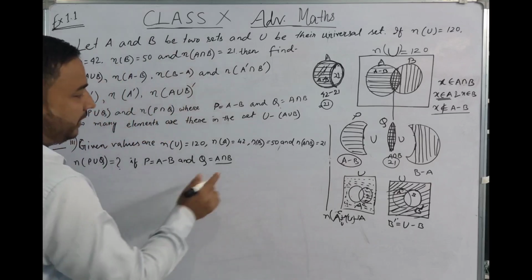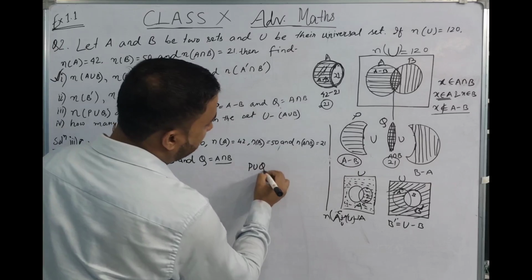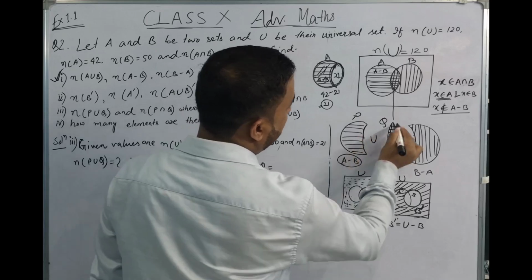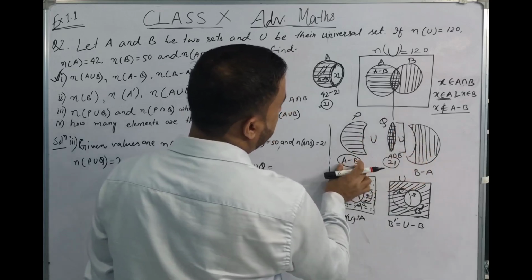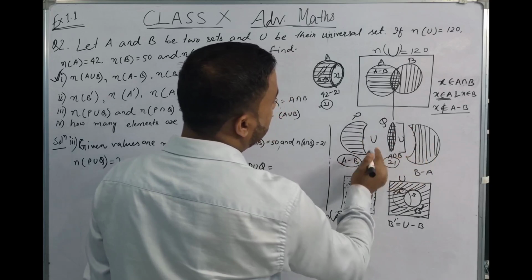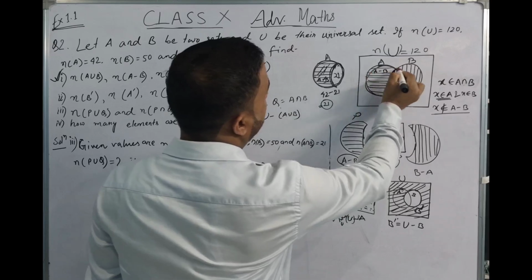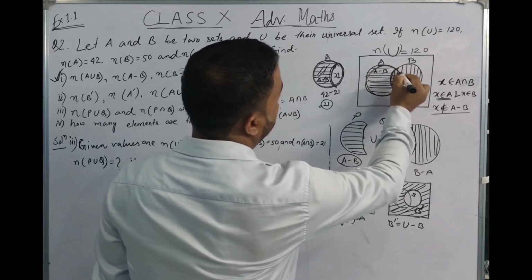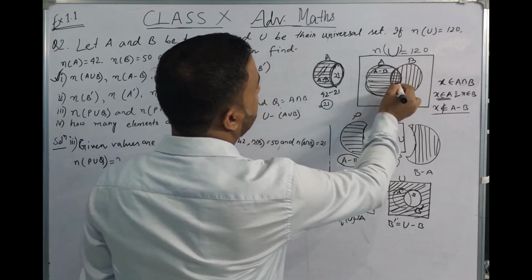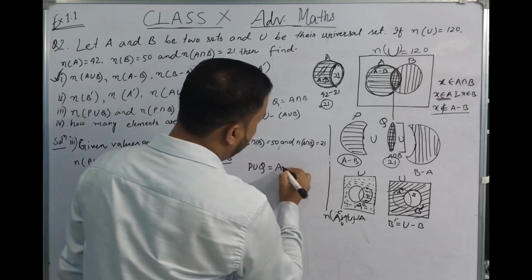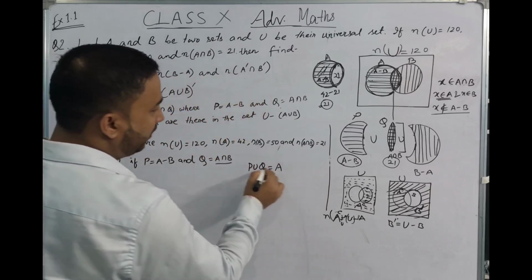Okay. So if you say P union Q, then what we will get actually? If you take union of these two, A difference B and A intersection B, then what we will get? This part is A difference B. And if you union these two things, that is P union Q, then actually we will get A. P union Q will be equal to A.